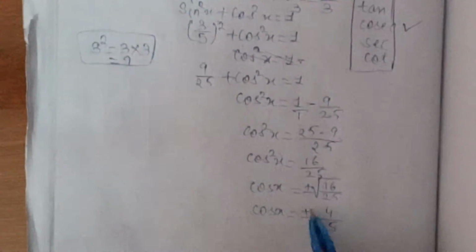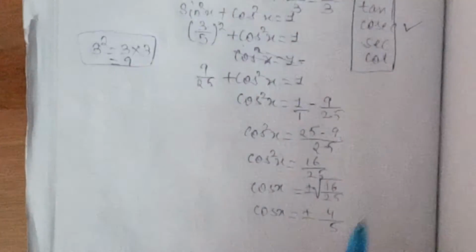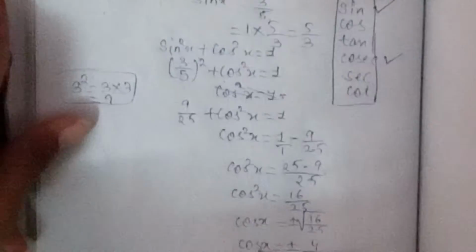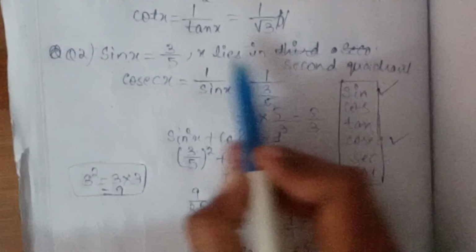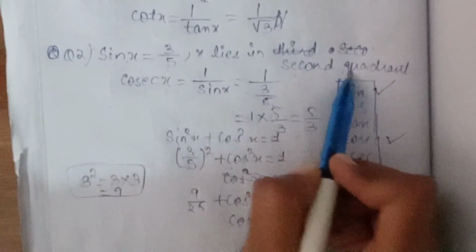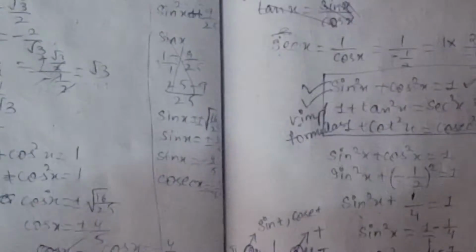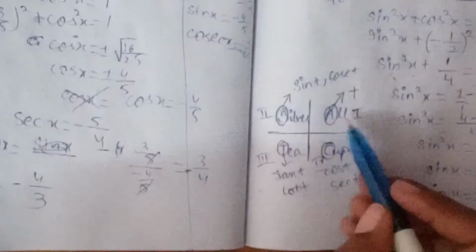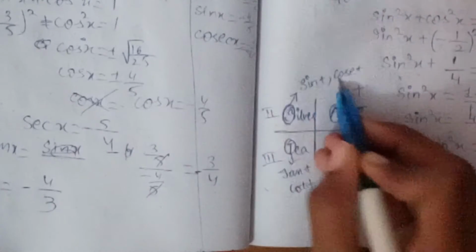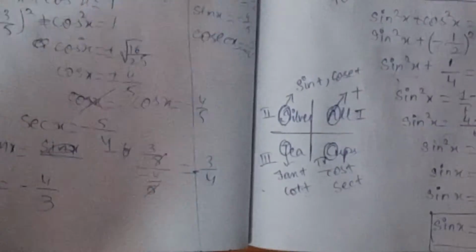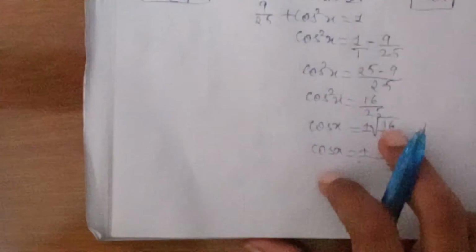So how can we find the sign, to remove the plus or minus? As I have said in the question, they have said that x lies in the second quadrant. x lies in the second quadrant means, as I have said just now in the graph, in the second quadrant only sine and cosecant are plus and all others are minus. So cos is not there, so cos will be a negative value.